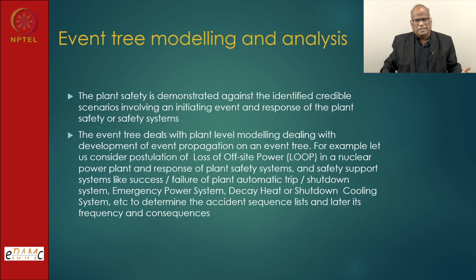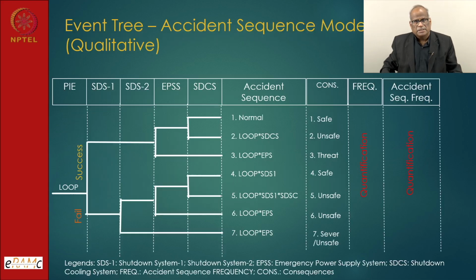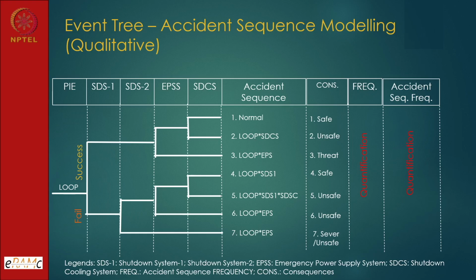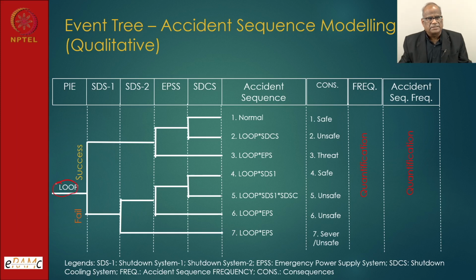So an event tree is nothing but a graphical model of how the event scenario propagates. Let's say loss of offsite power. The first thing we would like to have is that the plant should shut down and the emergency power supply should come into force and then take care of cooling of the system, or remove the decay heat, because the plant has already tripped automatically. So let us see the inventory. Here we are dealing with this inventory at a qualitative level.